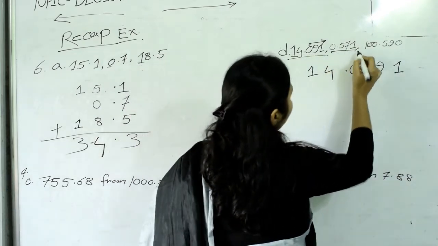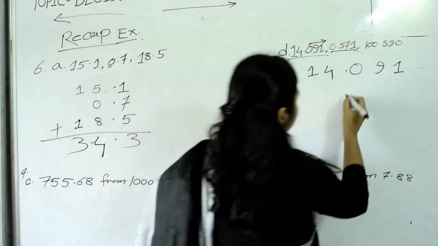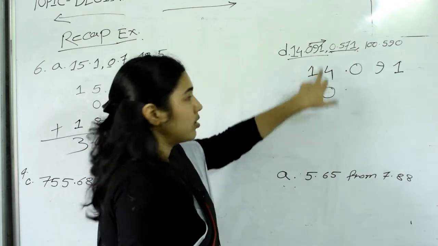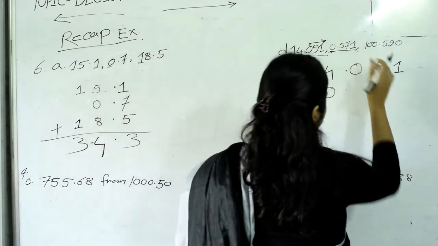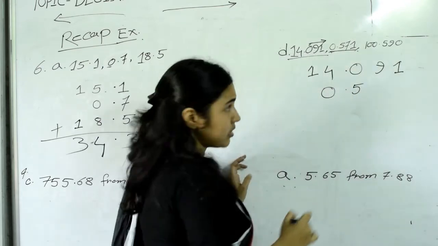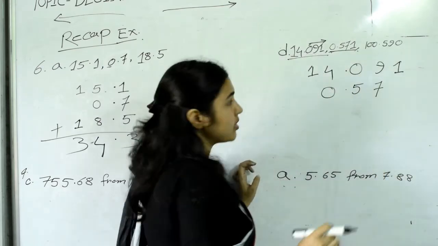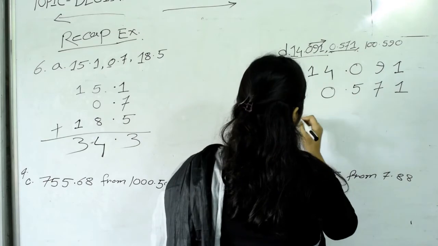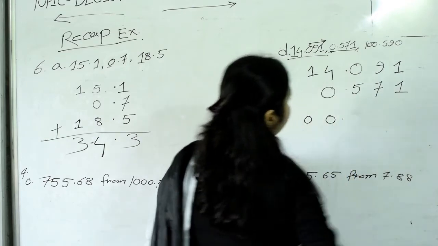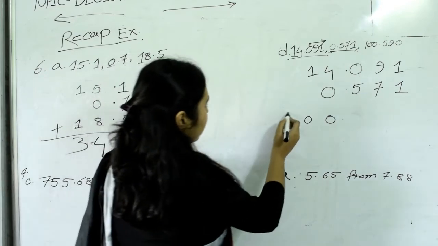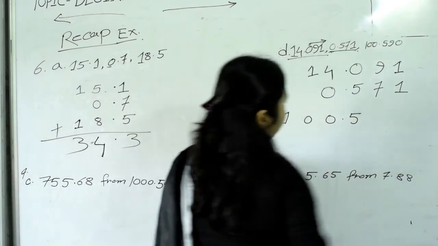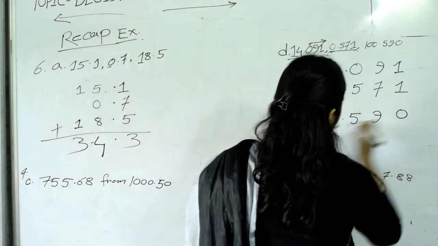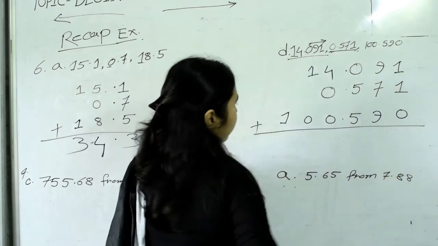Next, 0.571. So place this point. So 0 is our whole number part, so place 0 in the ones place. Next 571. So 5 in the tenths place, 7 in the hundredths place, and 1 in the thousandths place. Next 100.590. So 5 in the tenths place, 9 in the hundredths place, and 0 in the thousandths place. Now add.